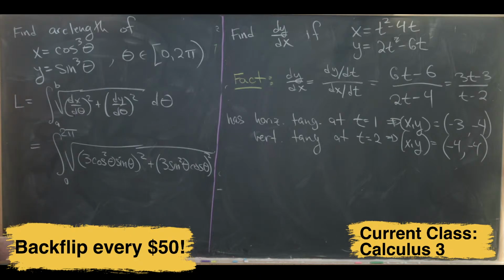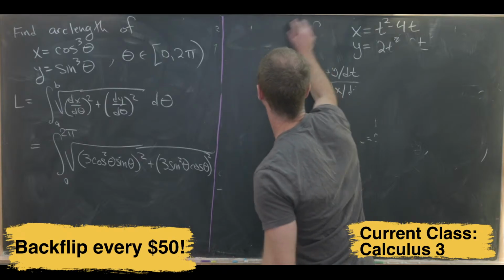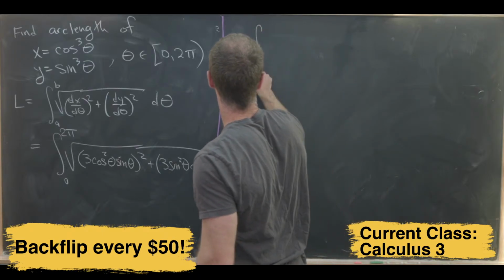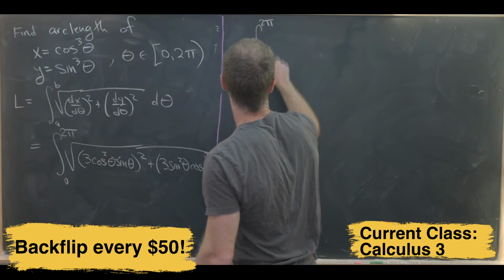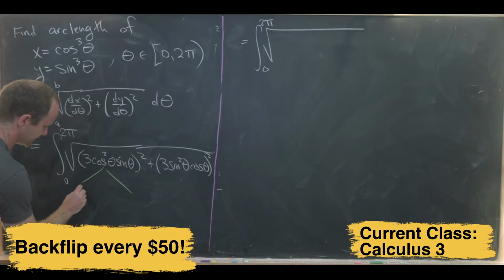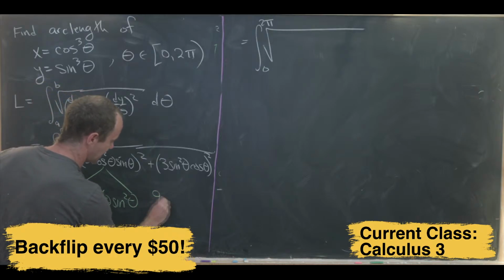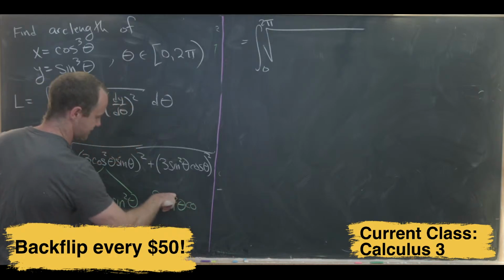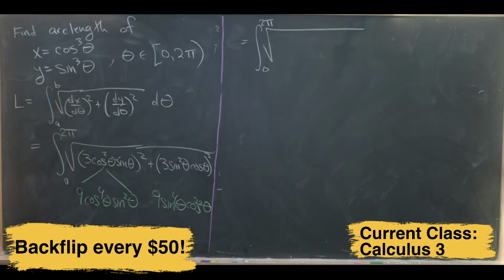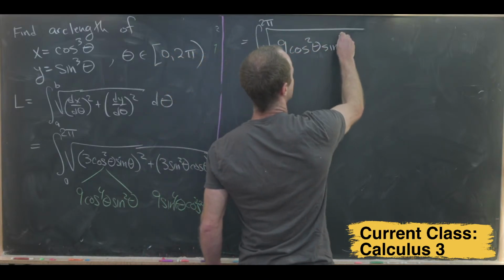Now, let's see what we can factor out of this. Hopefully a lot, so that we can have something nice just in the radical. So this is going to be the integral from 0 to 2 pi of the square root of, let's see, let's do the simplification right here. So this is going to be 9 cos^4 theta sine squared theta. And this is going to be 9 sine^4 theta cos squared theta. So we can take a 9 cosine squared sine squared out. So 9 cos squared theta sine squared theta.